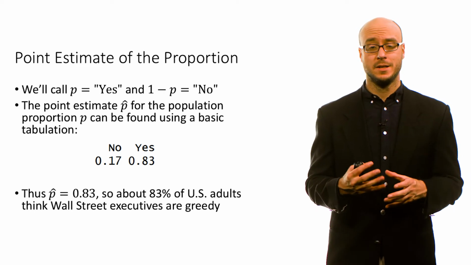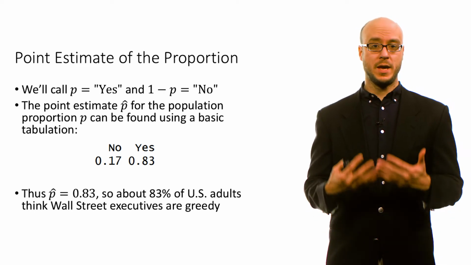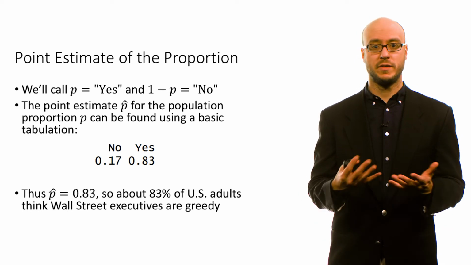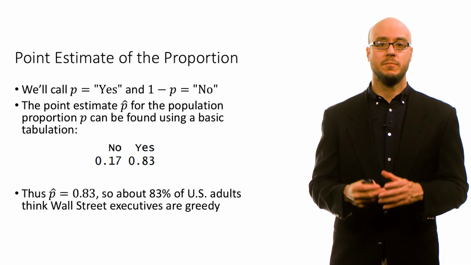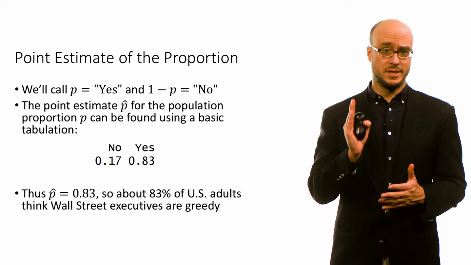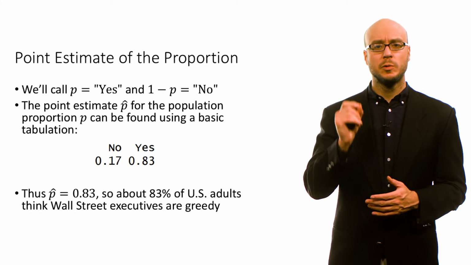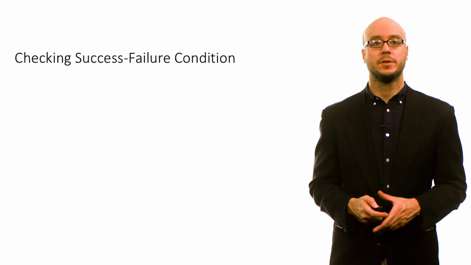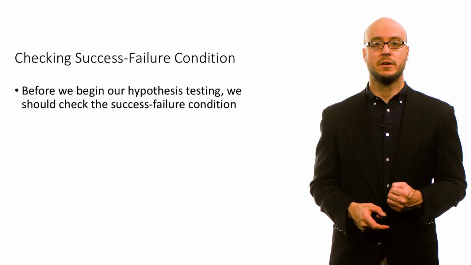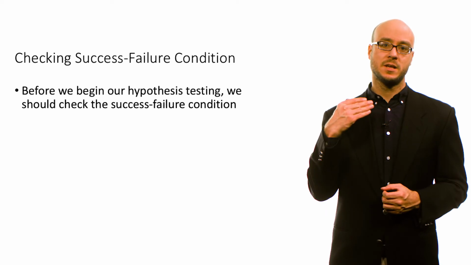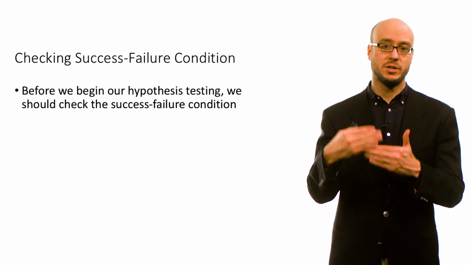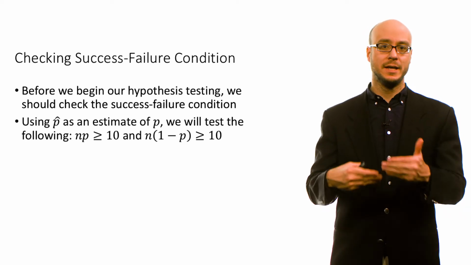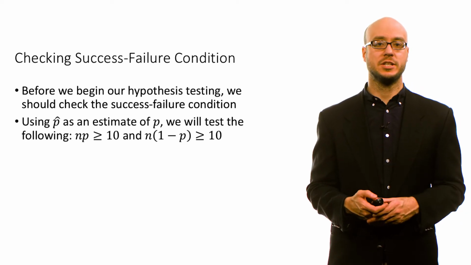Now the thing is that this is a random sample. Maybe just through sampling variability, we have this sort of extreme value of p hat. And perhaps in the population, p is closer to 0.5. So we want to make an inference, and we want to test a claim about p. First of all, let's check the success-failure condition. This is a condition about the population, but we can use p hat as an estimate of p to assess or check this condition.